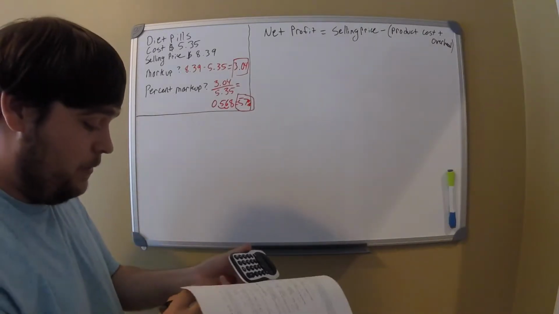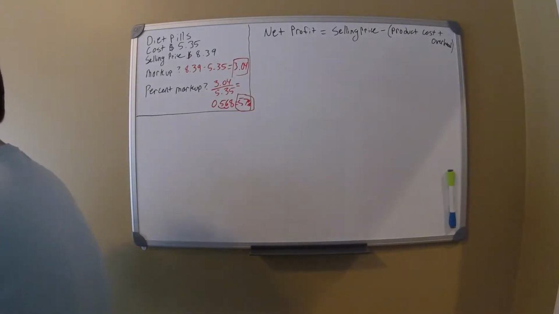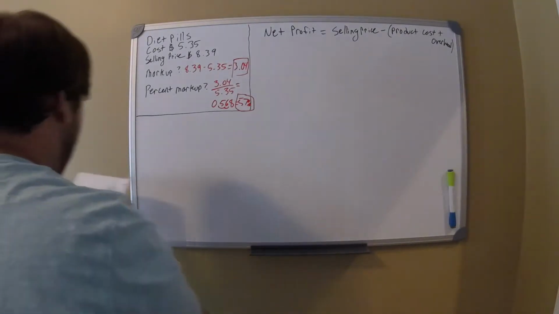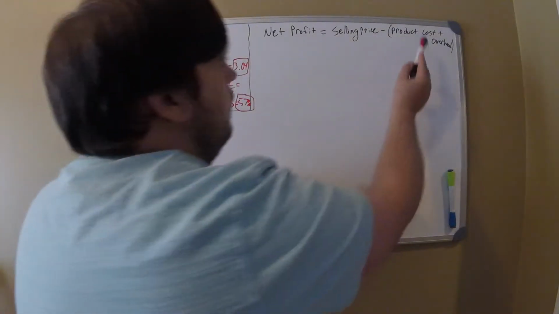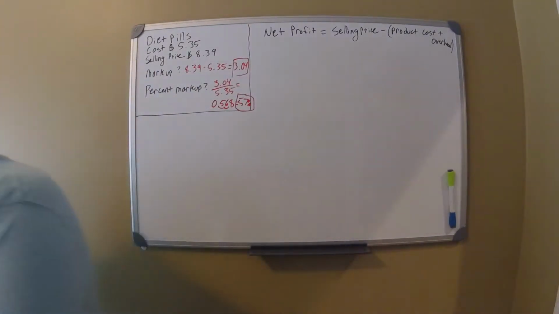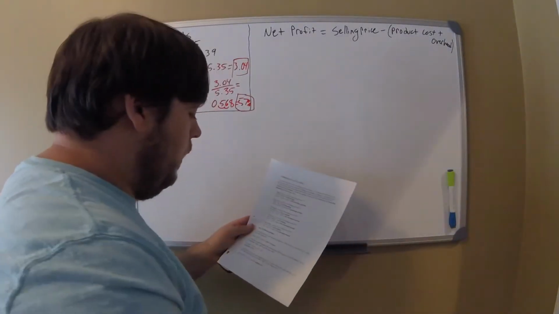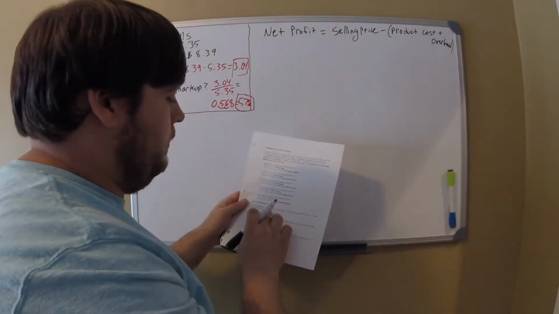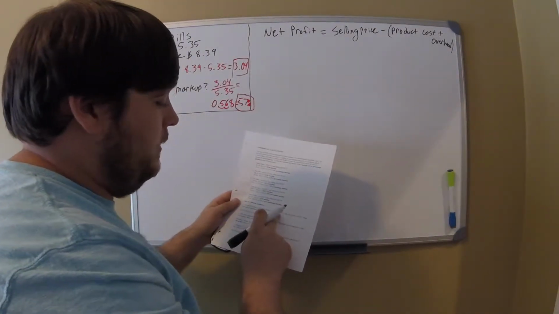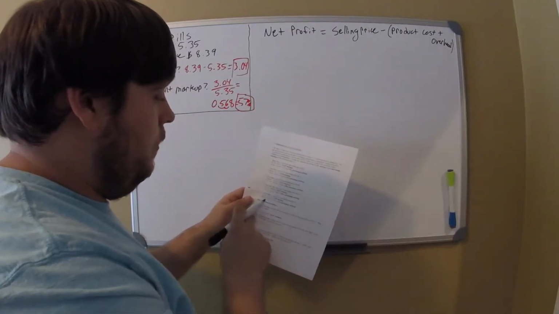Now the next couple of problems, we're all going to use on the formula worksheet the net profit equals selling price minus the product cost plus overhead formula or equation. And this one can be used for a number of problems. We're just going to go over a couple of them. The first one says the cost of an item is $22.89 and the selling price is $50.39 with a net profit of $10.53. What is the store's overhead?